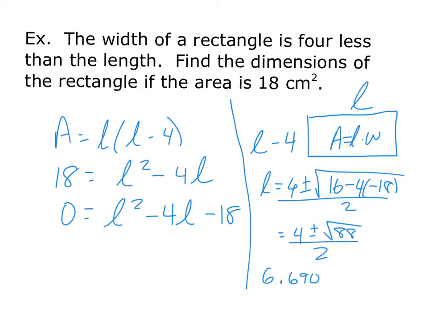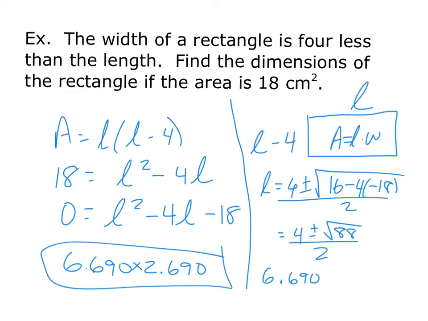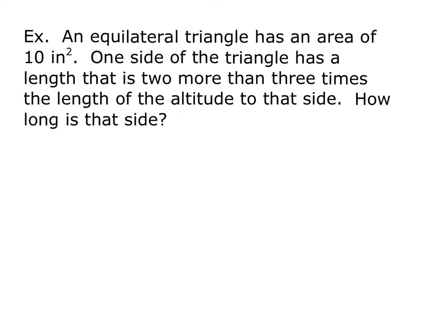All right. So that's my length. So find the dimensions, 6.690. And then minus 4, 2.690. Let's multiply this to see how close that is. Times 2.690. You get 17.996. So you're pretty close there without rounding. All right. Pause the video, see if you can figure this out.